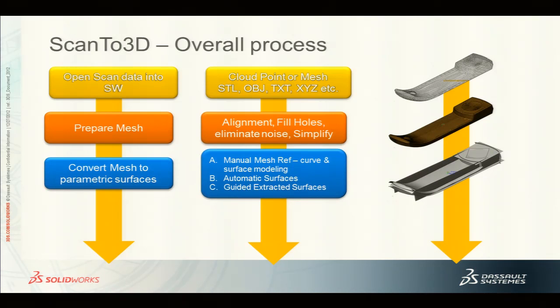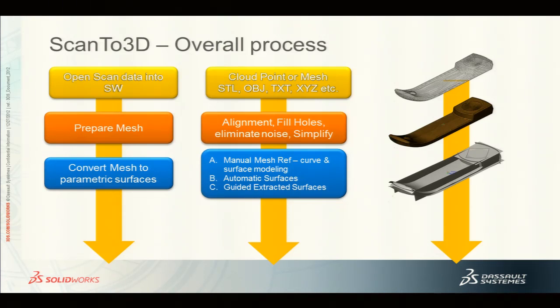At this point in the process, you have to make a decision about what you're going to use to make surfaces and then solids. We have 3 different methods, and I'm going to keep reviewing these over and over. First and foremost is what I call the manual method. Once you have a mesh in there, aligned and cleaned up, you can just model directly on it. With Scan to 3D, you can actually draw a 3D sketch on your mesh, and it will snap to the vertices of the mesh. It's beautiful.